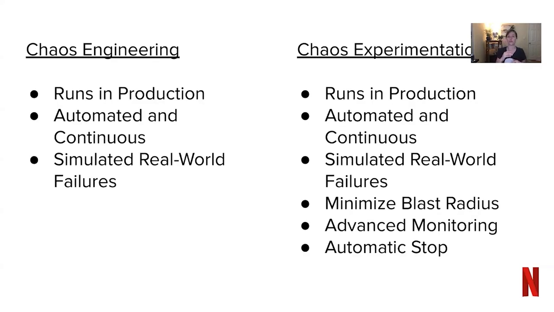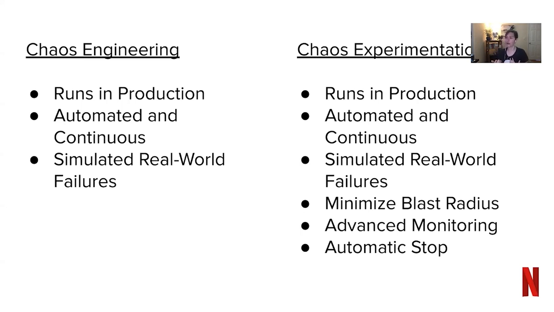So just to give you a little bit of an idea of what chaos engineering generally is and what chaos experimentation generally is. Chaos engineering and chaos experimentation, they both run in production. That's a very important part of chaos. If it's not in production, then it's not chaos. You want your chaos engineering and your experimentation to be automated and continuous. So these things should be happening to build up resiliency, which means that it needs to be continually happening. And we always want our chaos, whether it's engineering or experimentation, to simulate real world failures. And this is just about prioritization. So we want to make sure that whatever we're testing is something that is likely to actually happen to us. And oftentimes it's something that has actually happened to us. And that's why it's something that we continually simulate.